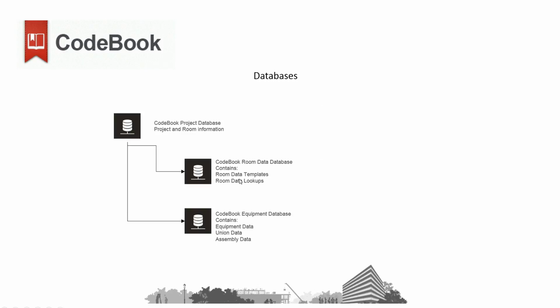The CodeBook dataset consists primarily of a CodeBook project database, a CodeBook room data database, and a CodeBook equipment database. The CodeBook project database consists of the project and any room information associated with that dataset. The CodeBook Room Data database contains the room data templates and room data lookups for that project. The CodeBook Equipment database contains any FF&E information such as equipping, union, and assembly data.